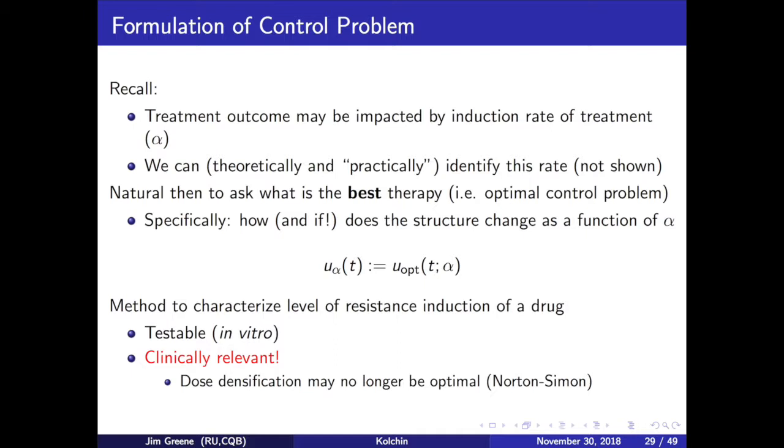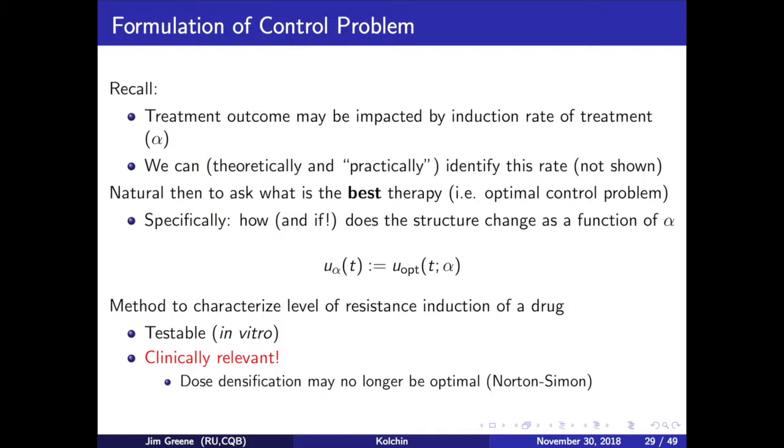So this is a natural optimal control problem. And the thing that we're really interested in is how does this optimal control depend on this rate? How do the qualitative features of this optimal control change as we vary this induction rate? Is there something we can say about that? Again, that's obviously very clinically relevant because that's what we want to do. If you're imagining this as a clinical scenario, we're trying to design therapies for patients, and so we want to know how to apply therapies given a set of parameter values.